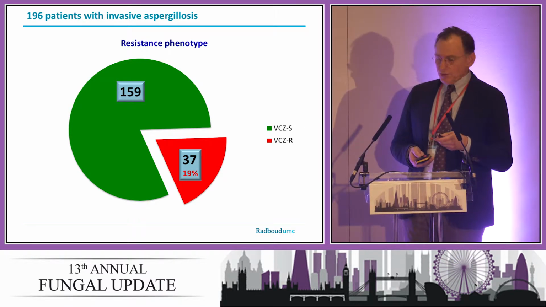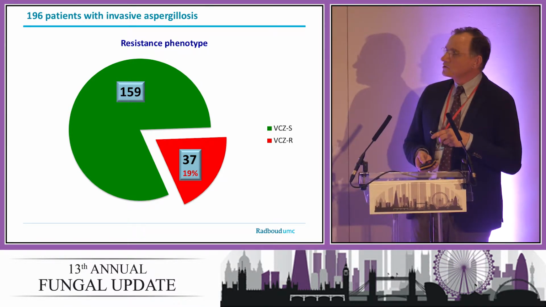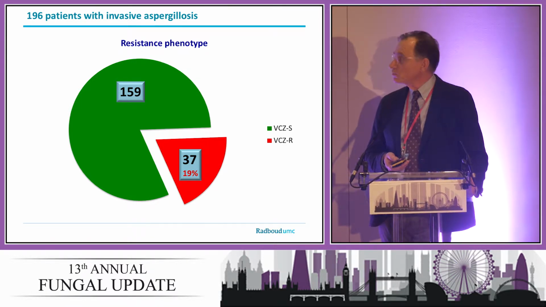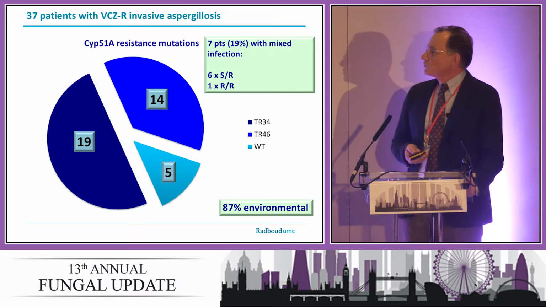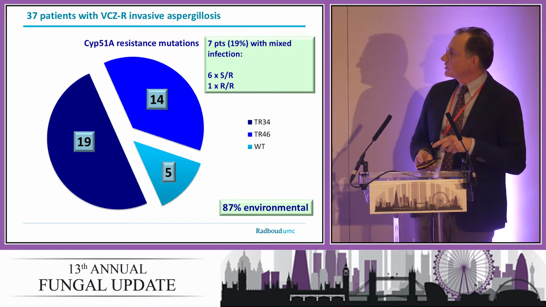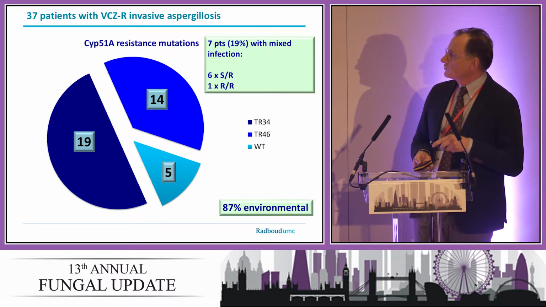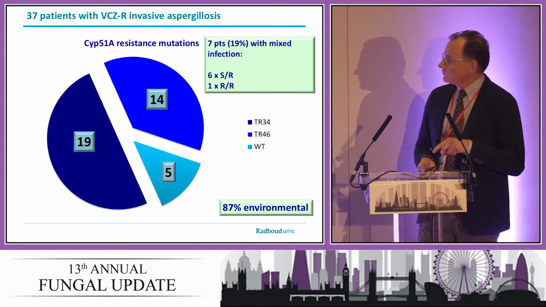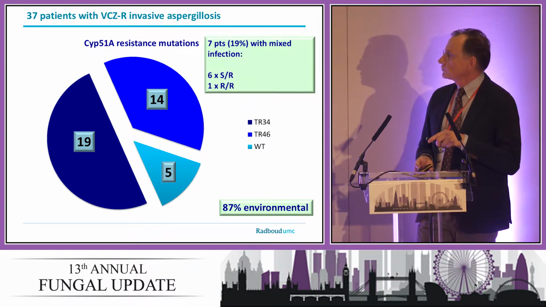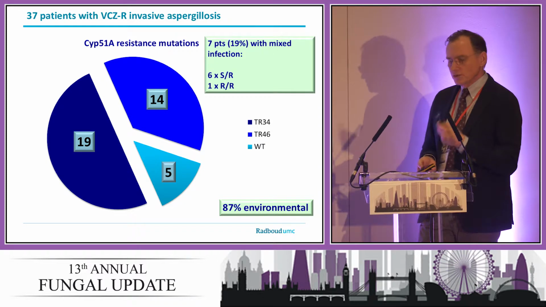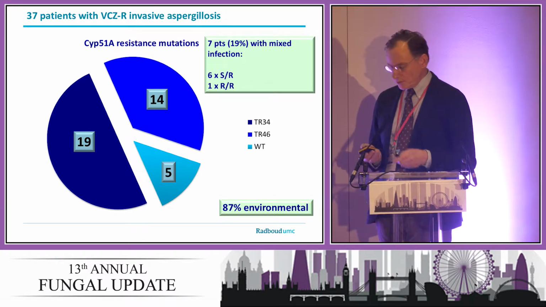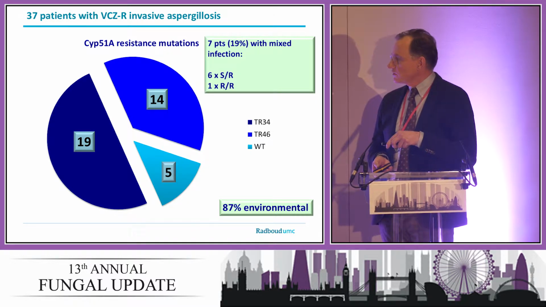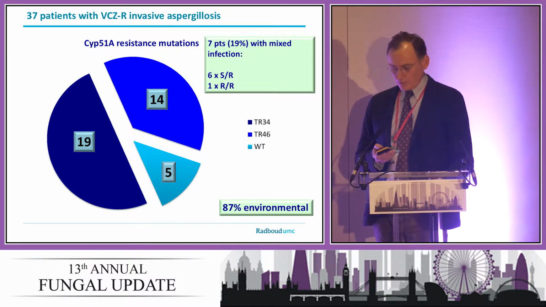So if you look at the resistance phenotype, 159 patients had a susceptible infection, and 37 had a resistant infection, which is 19%. If you look at the underlying resistance mutations, again dominated by this TR34, which is about half of the patients, TR46, but also there were 5 without a known resistance mutation. So I think this is associated with the environment, but we don't know which mutation is present. But at least for 87%, an environmental mutation was present.